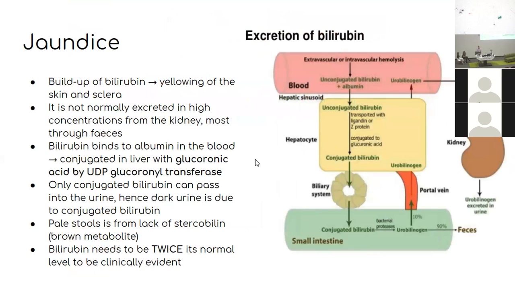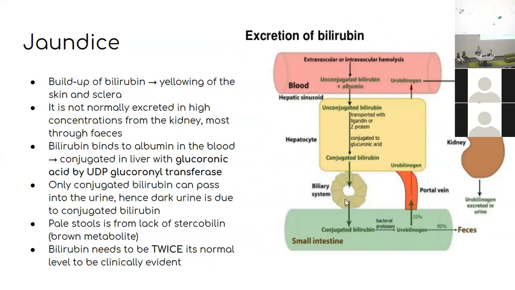So jaundice, something that's very likely, again, to come up. It's just a buildup of your bilirubin. So looking at the pathway, when you have the breakdown of your hemoglobin, it's going to break into the heme and the globin parts. The heme part is what's going to be producing your bilirubin. It will firstly be unconjugated, and because it's unconjugated, it needs to travel with albumin because it's not soluble. As it travels into the liver, it gets conjugated by this enzyme here, the UDP glucuronyl transferase, and then it becomes conjugated, and the conjugated bilirubin is now soluble.